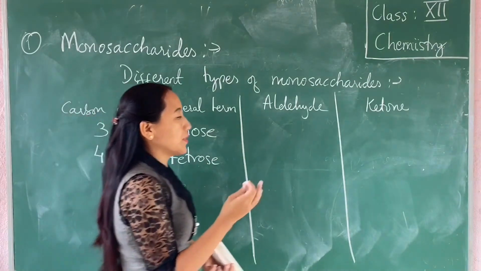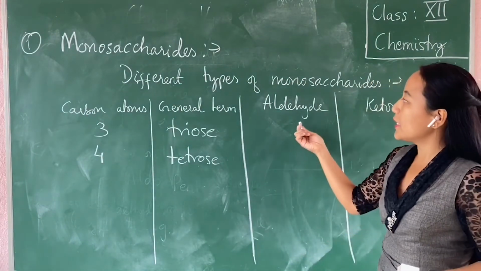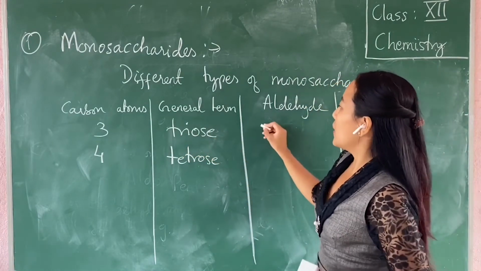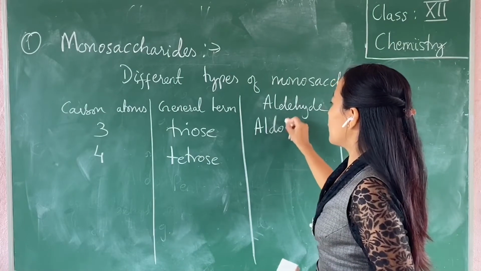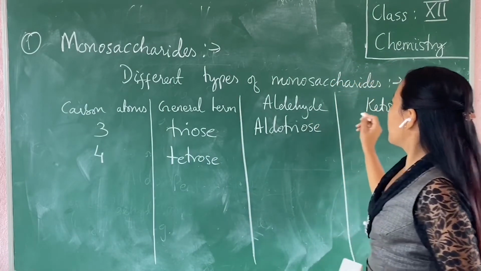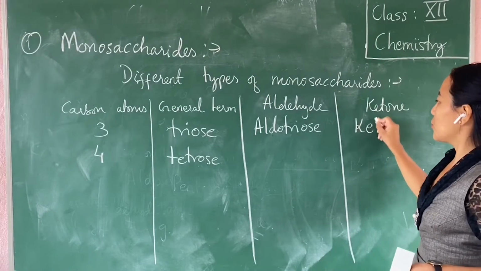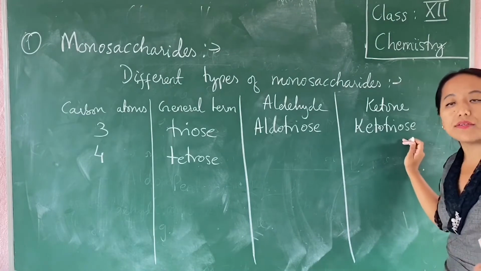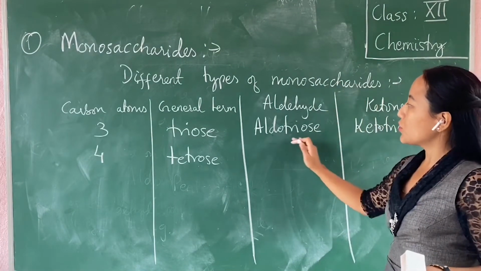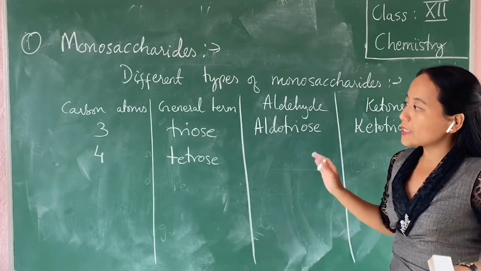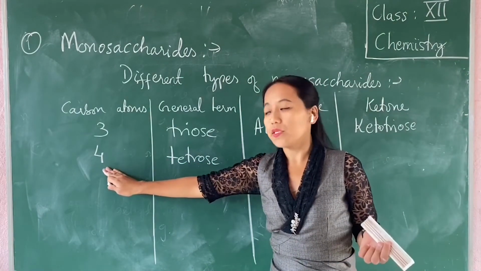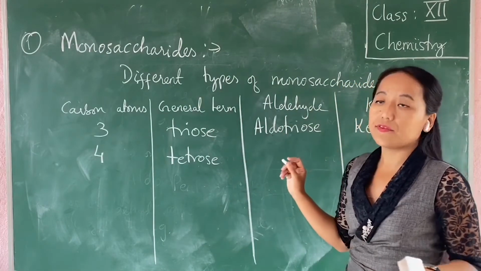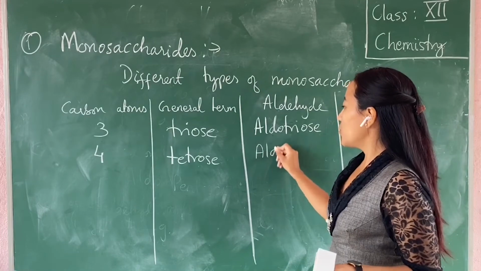Now, depending upon the functional group present, if an aldehyde group is present with 3 carbon atoms, then it is called aldotriose. If a ketone is present, then it is called ketotriose. Similarly, if you have 4 carbon atoms, the general term is tetrose, and if aldehyde is the functional group, it will be aldotetrose.